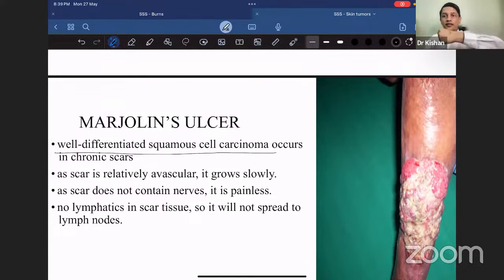This scar will not have any lymphatic drainage, but what has lymphatic drainage to the axilla is, excellent Jayalakshmi, the adjacent normal skin. So when this Marjolin's ulcer comes out of the scar tissue and involves the adjacent normal skin, then the tumor acts like a normal SCC and can spread to the region.